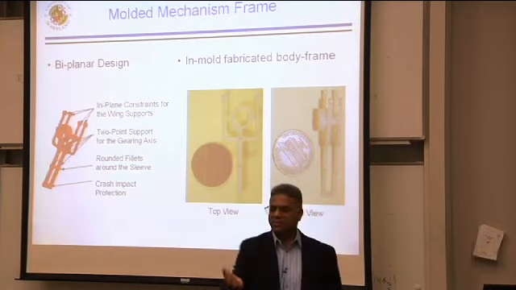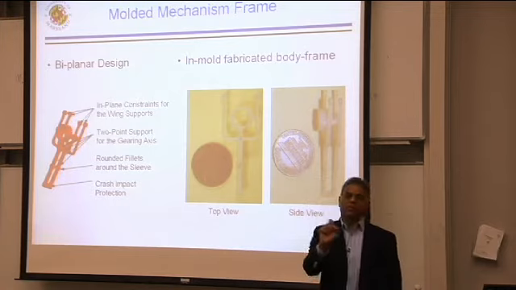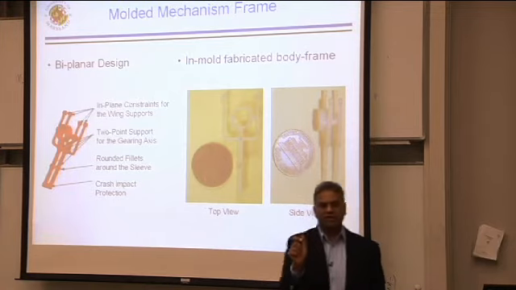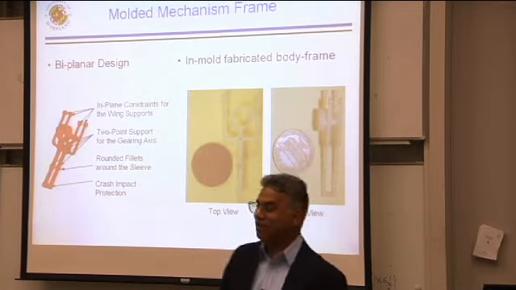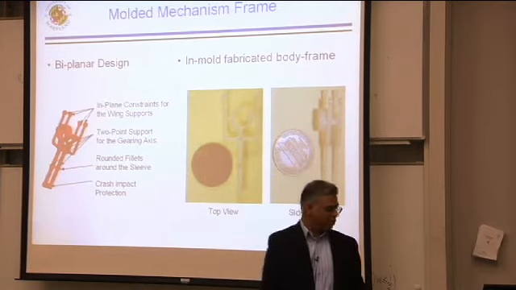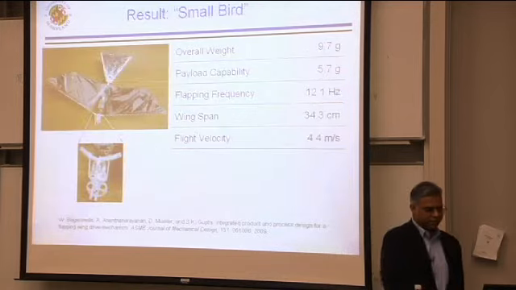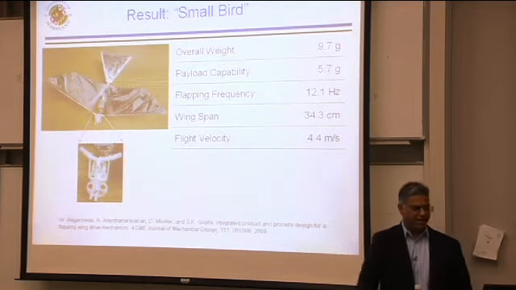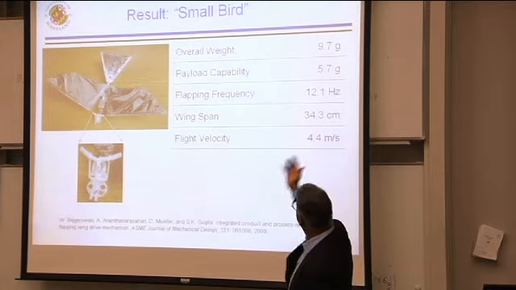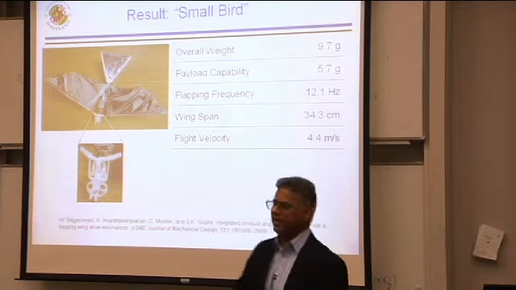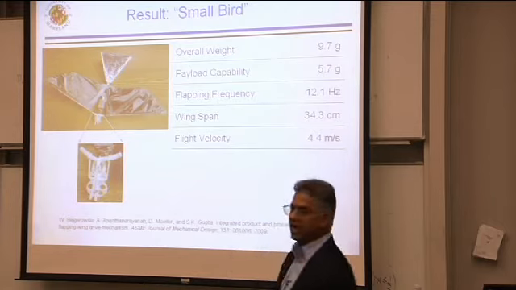And this is the lightest possible. Of course, my students were always saying, can we go a little bit smaller, shave off another tenth of a gram? But then this thing fails, right? So using this platform, we created basically a little bird, which we call a small bird. That's 9.7 grams, and can take, I think, 5.7 grams as a payload.